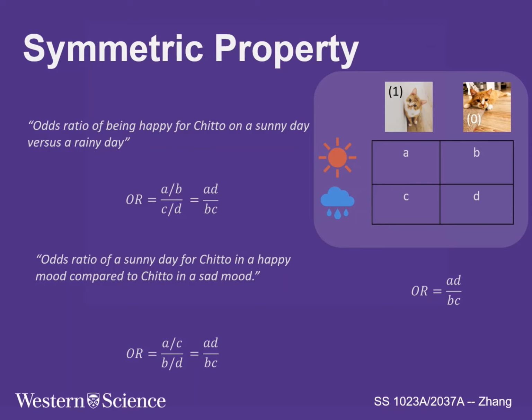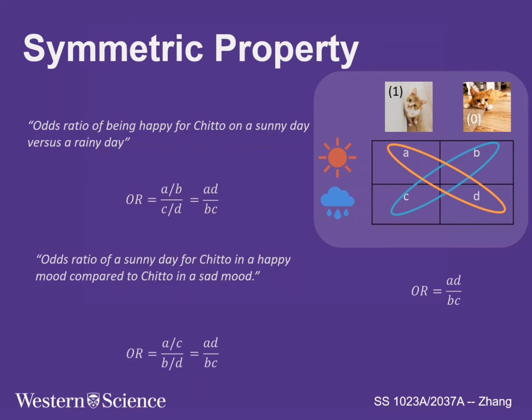And mathematically, these two odds ratios are exactly the same because we can express them as the ratio of the product of A and D and the product of B and C. Here, the numerator is the product of the diagonal cells, and the denominator is the product of the anti-diagonal cells.